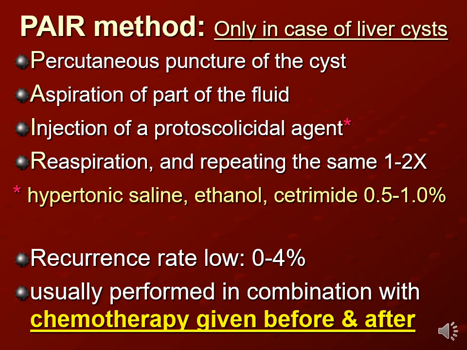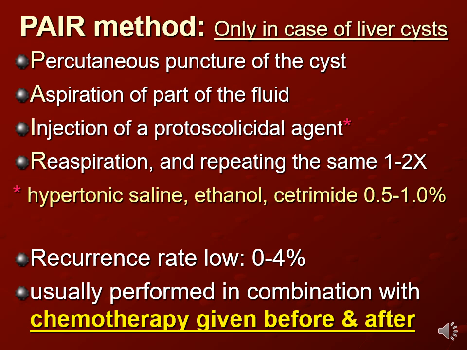First, please remember that the PER method is only practiced in the case of liver cysts only, not lung cysts, not other cysts. And it stands for percutaneous aspiration, injection, reaspiration. So it is the percutaneous, that is through the skin, puncture of the cyst, aspiration of part of the fluid of the cyst, then injection of a protoscolicidal agent, waiting on it for 5 to 10 minutes to kill the protoscolices, and then reaspiration again, and repeating the same procedure twice or 3 times.